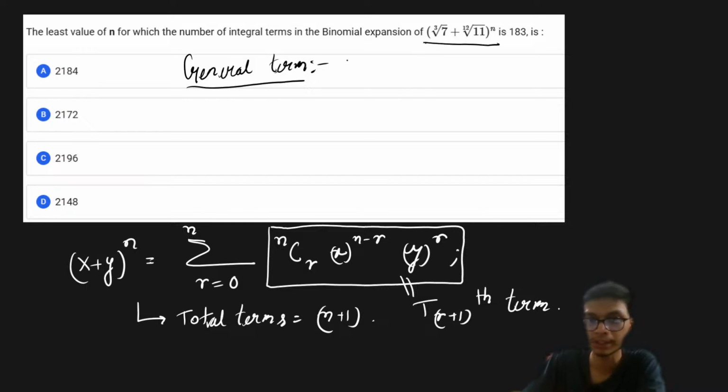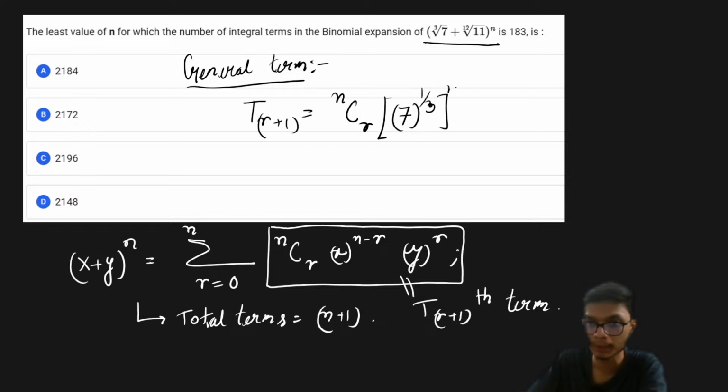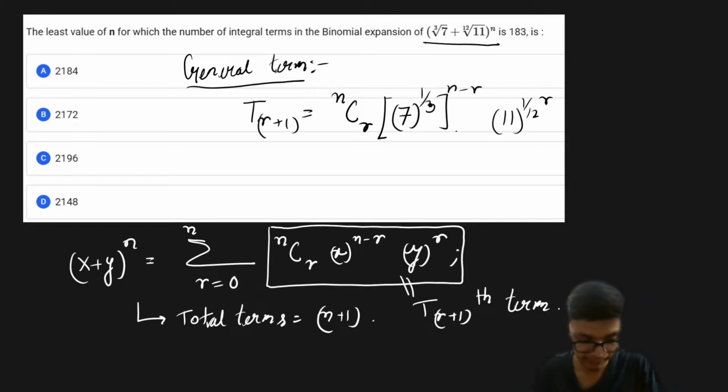So for this binomial expansion, if I try to write the T of (r plus 1)th term, that is going to look like nCr 7 to the power 1 upon 3 whole to the power n minus r, 11 to the power 1 upon 12 whole to the power r. That's what the general term will look like, right?